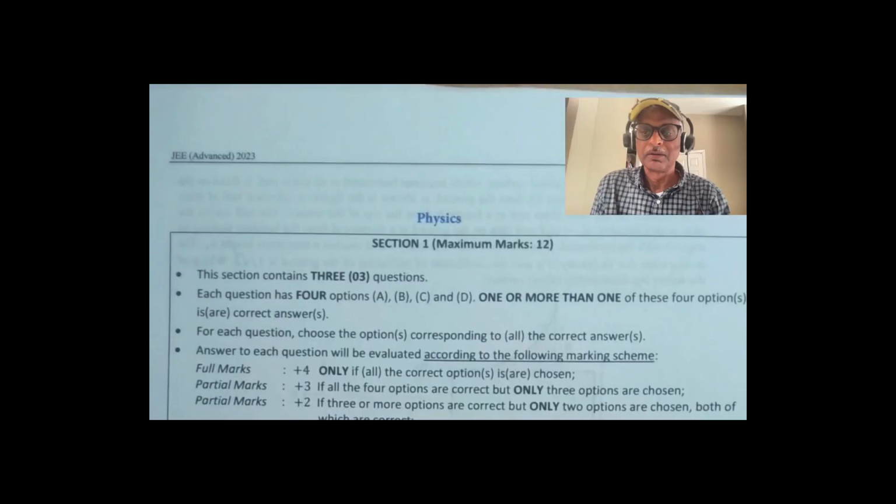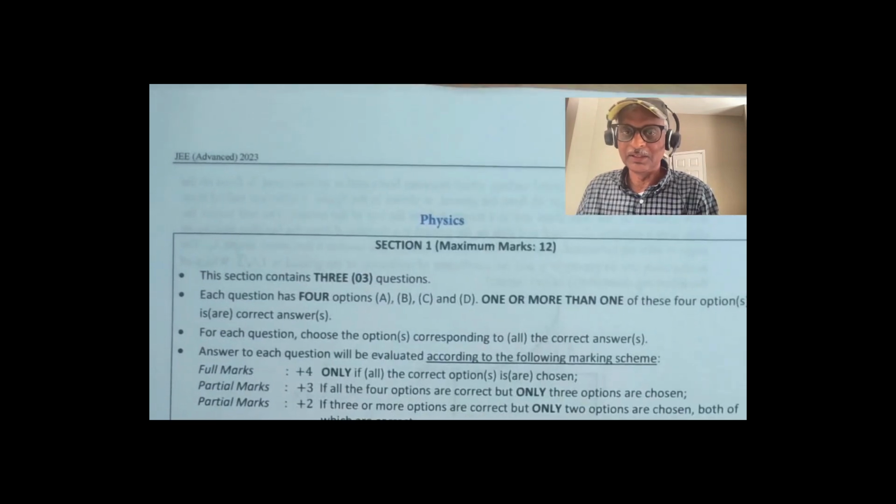Hello everybody. Today I'm going to start on a new set of problems. I got these problems from the JEE Advanced Physics test of 2023, and we're going to start today with section 1. So here is the test, section 1.